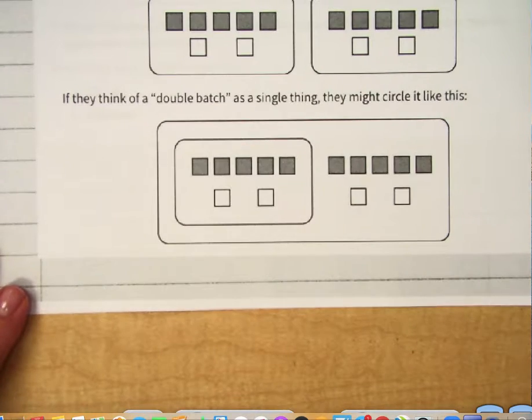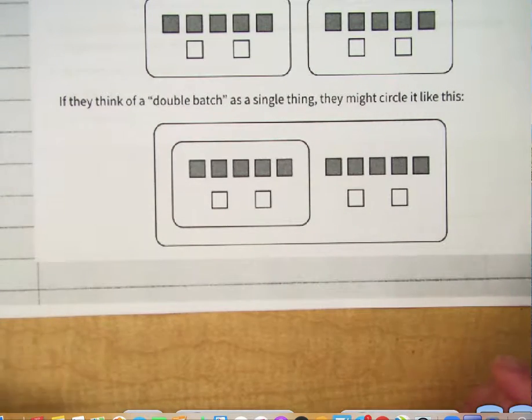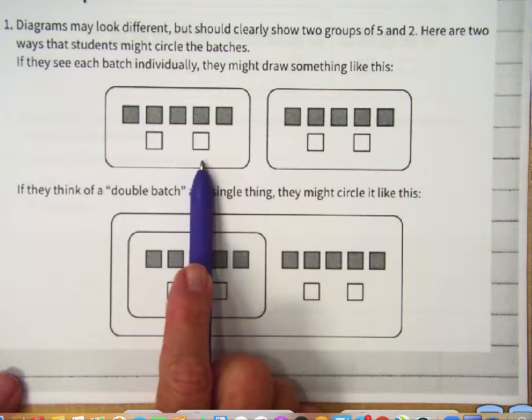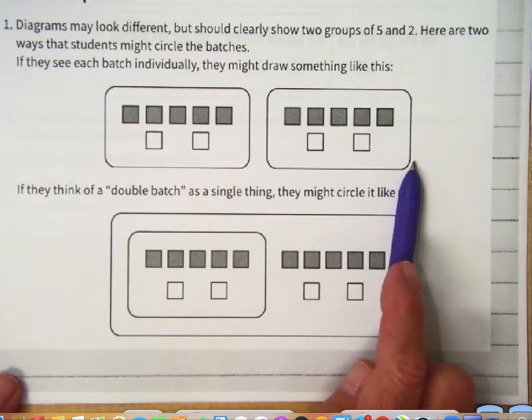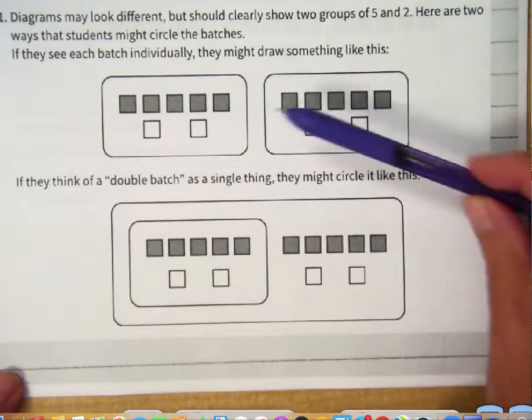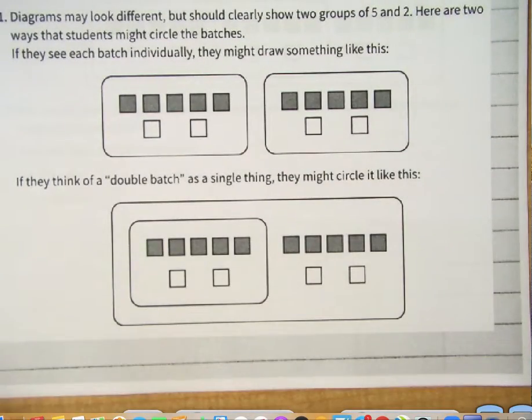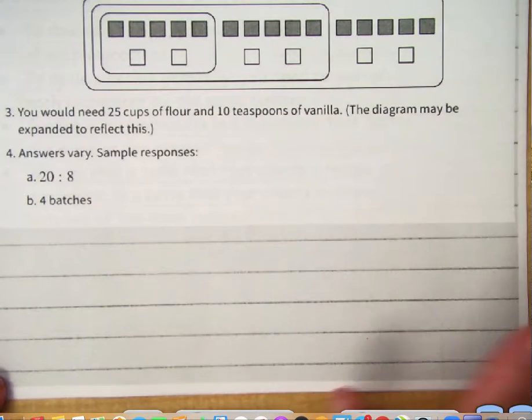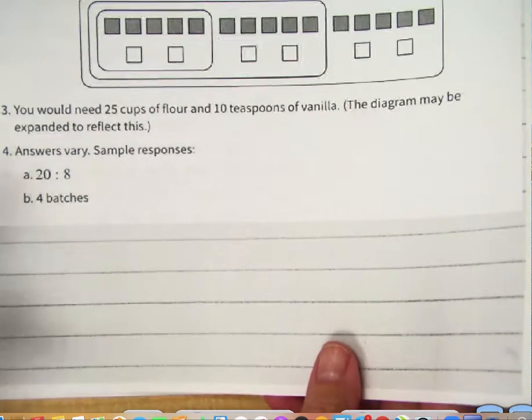Okay? Now, here are the responses, and this is what I just did. Okay? 5 to 2. A double batch, just doubled it. Right? Okay, 3 batches. And this is exactly what we just did.